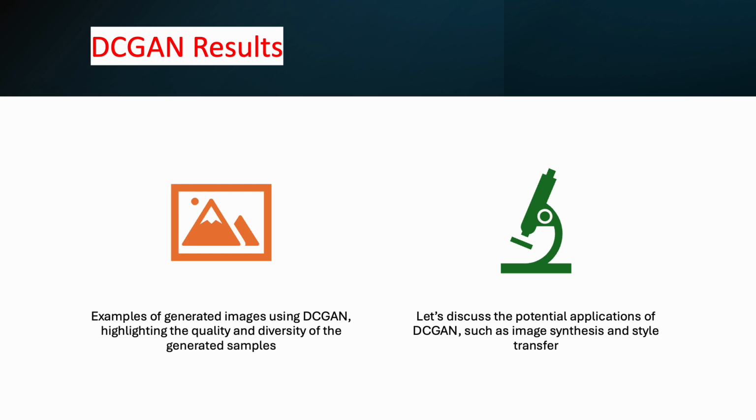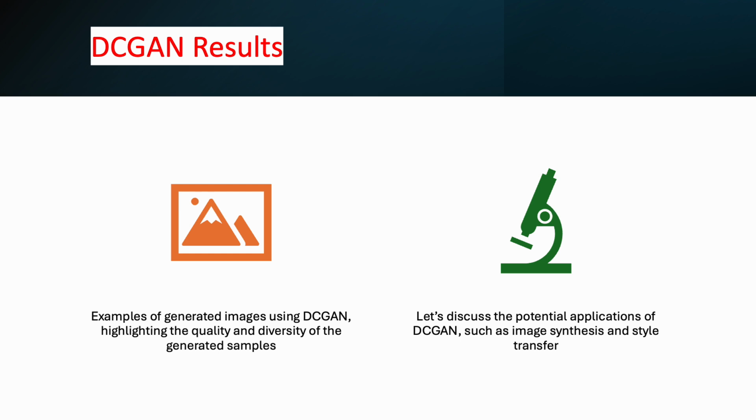The examples of generated images using DC-GAN, highlighting the quality and diversity of the generated samples, are technically considered a DC-GAN result. Let's discuss the potential applications of DC-GAN, such as image synthesis and style transfer.